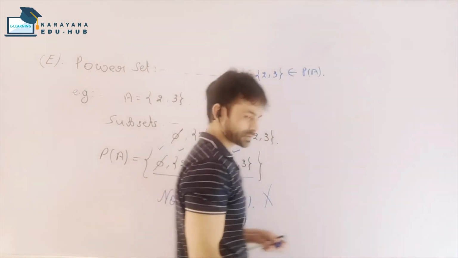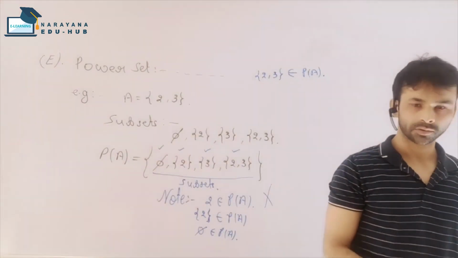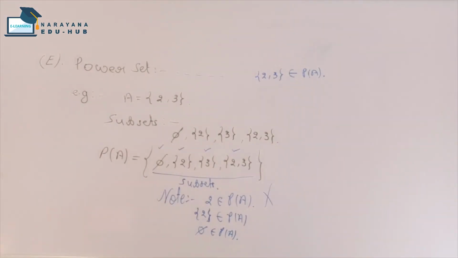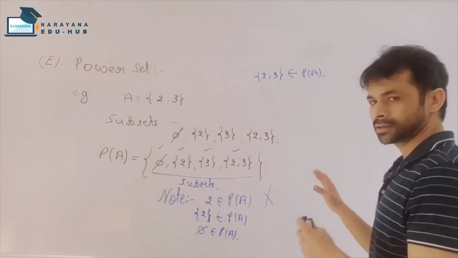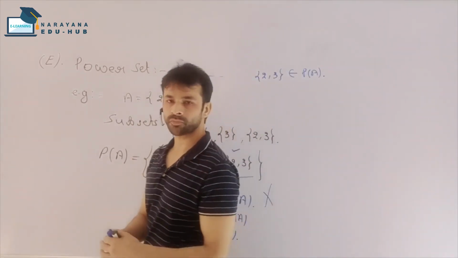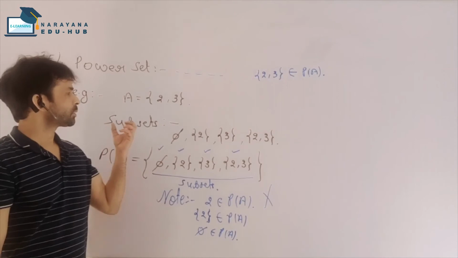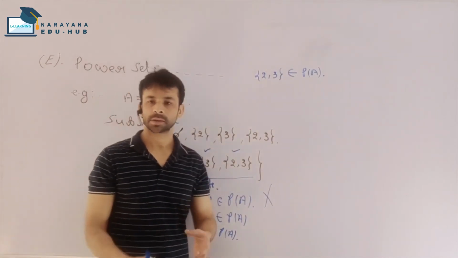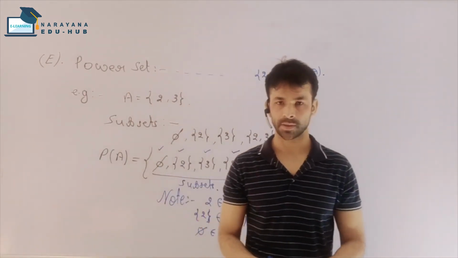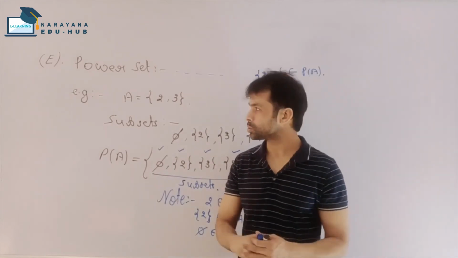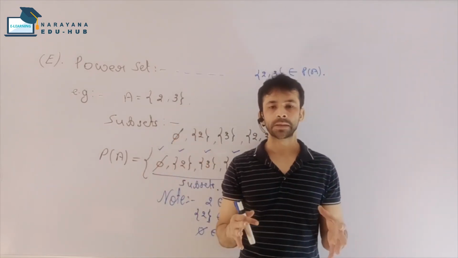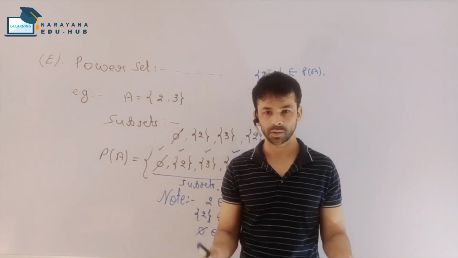This you have to understand. Okay. So I think things are clear to you. Okay. What is a power set? Nothing but set of all subsets. And the elements are not those elements. The elements are subsets. Okay.